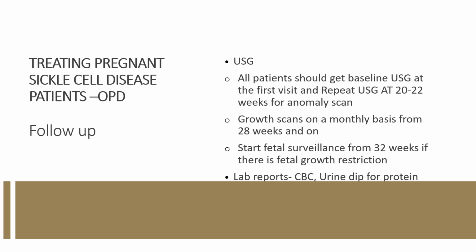In terms of ultrasound, all patients should get a baseline ultrasound at the first visit, and then a repeat ultrasound at 20 to 22 weeks for an anomaly scan. Growth scan should be done on a monthly basis starting at 28 weeks, as the baby is a lot more likely to be growth restricted. And start fetal surveillance from 32 weeks if there is growth restriction.